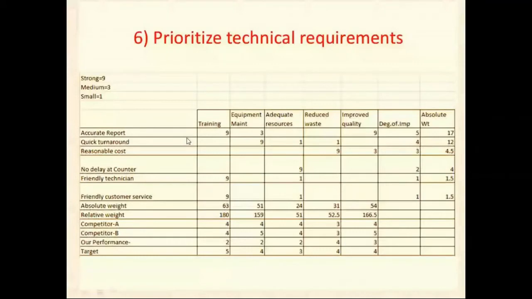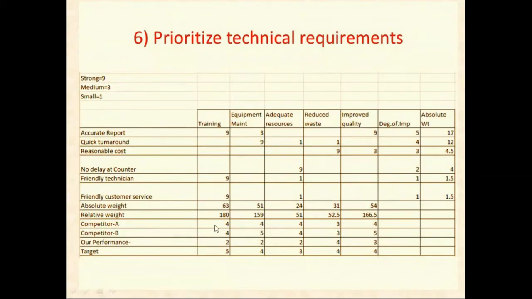Up till the friendly customer service, till this we have got the customer requirements. Then training, equipment maintenance, adequate resources, reduced waste, these are the technical requirements, and below this is giving you the prioritized technical requirements. This side on my right, degree of importance and absolute weight, is known as prioritizing of the customer requirements, and below this, these columns give you the prioritization of the technical requirements.